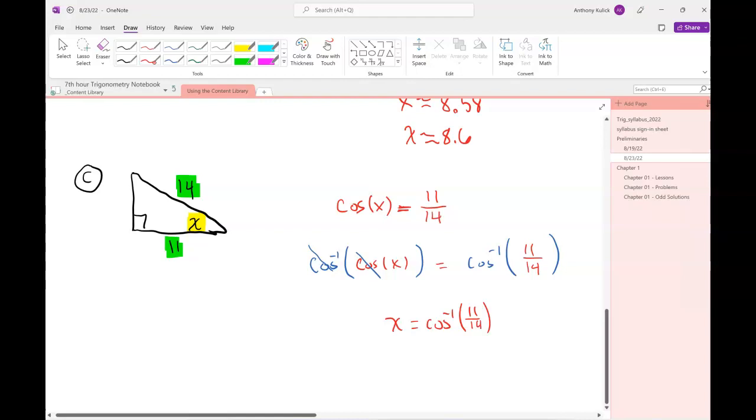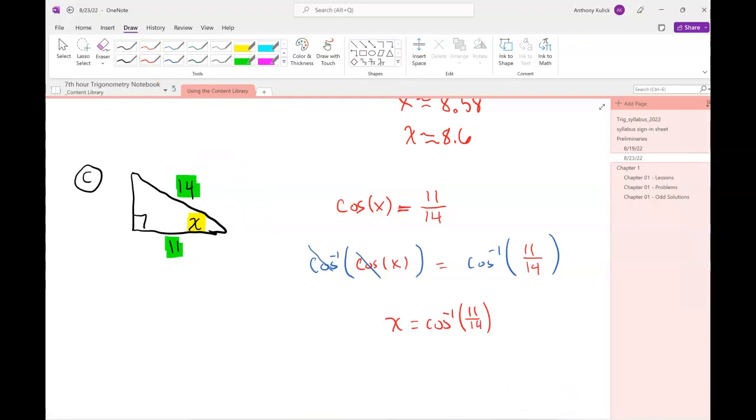Okay? So just as a reminder, regular sine, cosine, tangent take an angle measure and turn it into a ratio of side lengths. Cosine inverse, sine inverse, tan inverse takes a ratio of side lengths and turns it back into an angle measure, right?